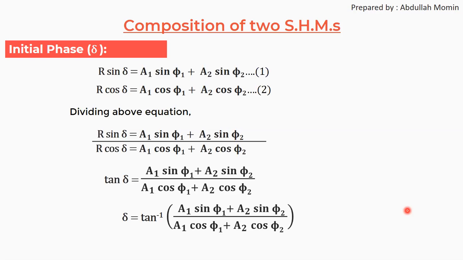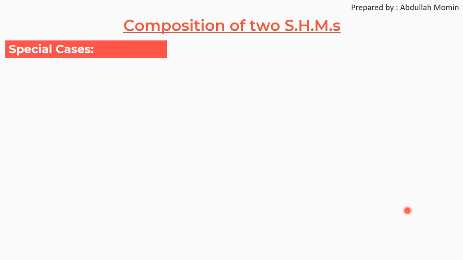And when we take it to the other side of the equation, it will become inverse. So delta is equal to tan inverse of a1 sin phi 1 plus a2 sin phi 2 divided by a1 cos phi 1 plus a2 cos phi 2. So this is the equation of resultant phase. Now we are going to see the three special cases one by one.